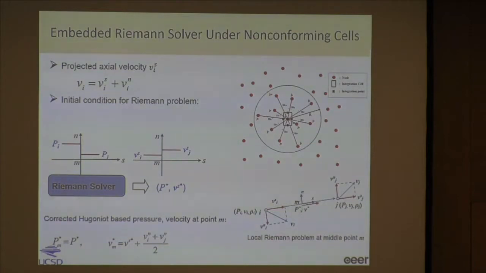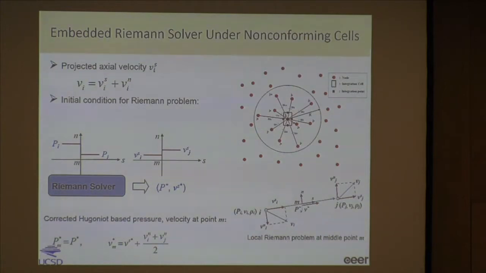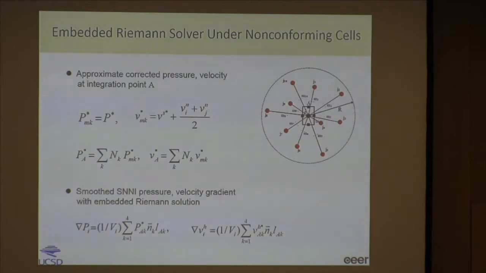Okay, so I will now calculate the values at the midpoint. And at the midpoint, this is where I'll now bring in the jump conditions, and then I have the Riemann solution. So I have the Riemann solution solved at the midpoint of each of these line conditions.